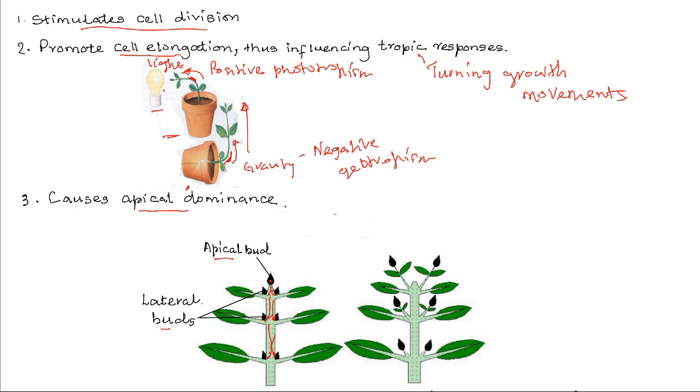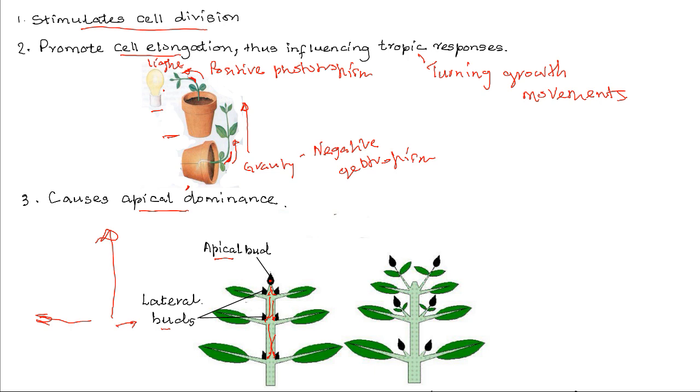This inhibition enables the plant to gain height to reach light for photosynthesis. So there is an advantage in apical dominance. It encourages vertical growth rather than lateral, so the plant can grow taller to reach light for photosynthesis.